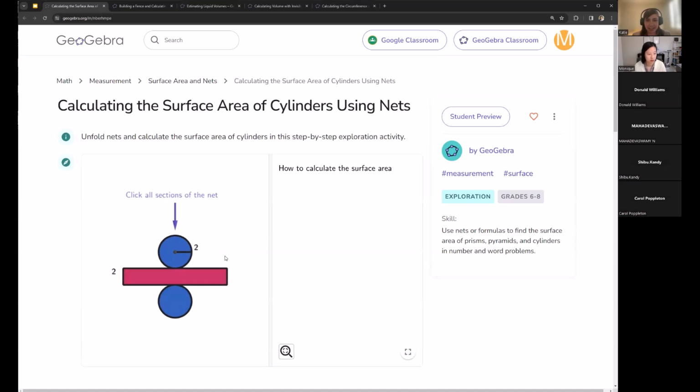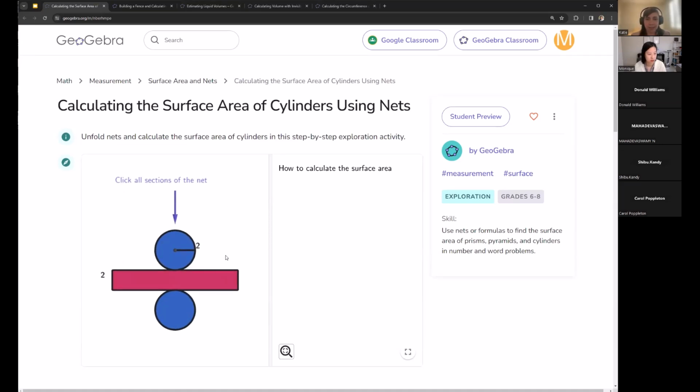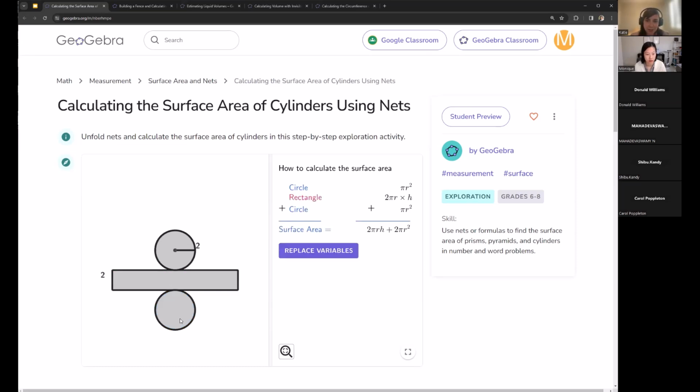Now we can increase the size. Thanks, Monique. We can click through each of the shapes and really look at what everything is. We've got a circle, just pi r squared. We've got a rectangle, 2 pi r times h. Another circle, pi r squared. We add them all up, we get the surface area. You add up all those expressions, and there is your formula for finding the surface area of a cylinder using a net. But let's look at the actual dimensions in there, 2 for the radius and 2 for the height. So let's replace the variables.